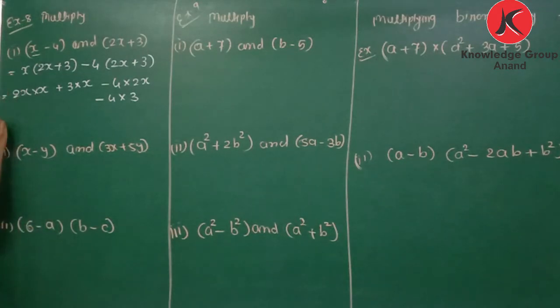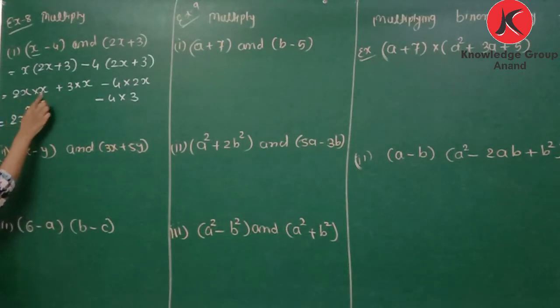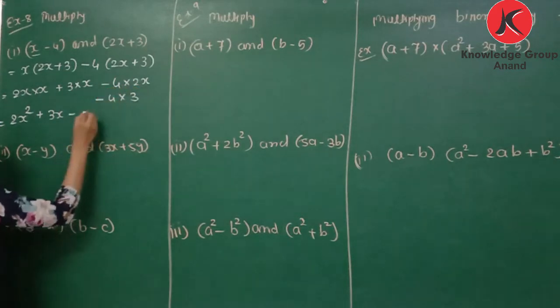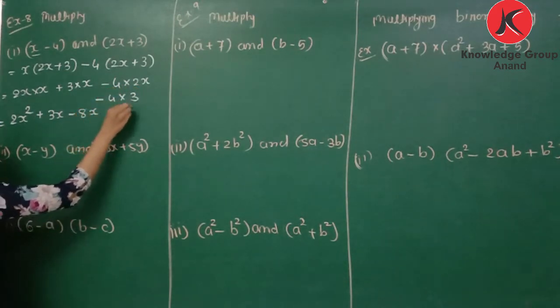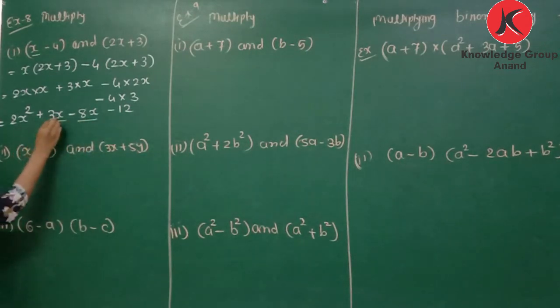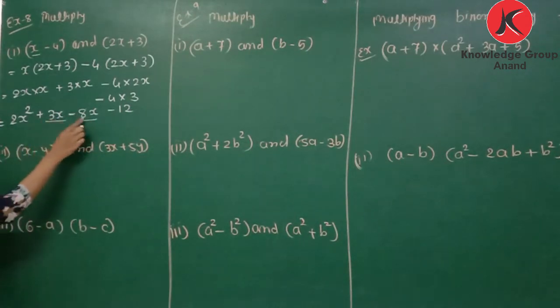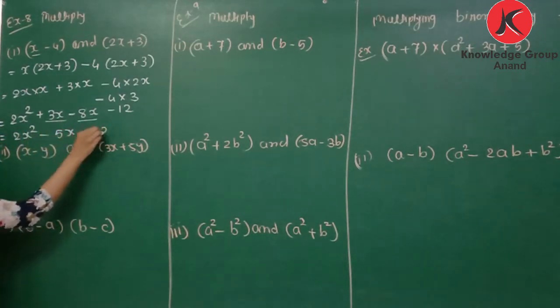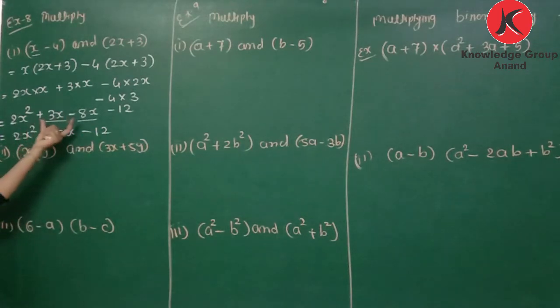Now 2x multiplied by x, that is 2x square, plus 3x, minus 4 into 2 that is 8x, minus 12. Now you can see these two are like terms. 3x minus 8x. So here 3 minus 8 is 5, but it is negative. When they are like terms, then you can perform the addition or subtraction between like terms. So 3x minus 8x, that is minus 5x and minus 12. So this will be our answer.